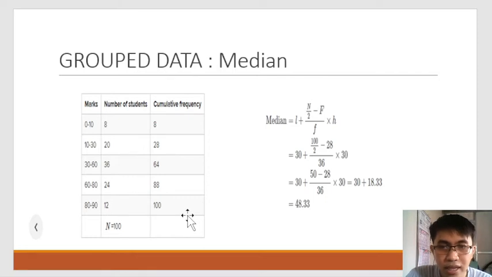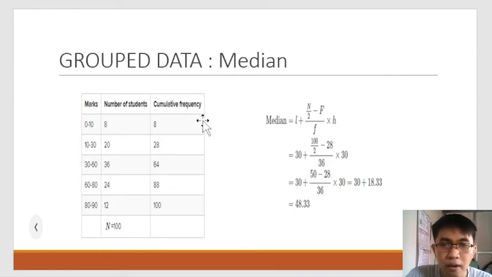So, how do we get the median class? Okay, the rule po is that yung N po natin, the capital N, yung 100, kapag median, ay dinidivide lang naman po natin yan ng 2 para makuha natin yung gitna. So, 100 divided by 2 is 50. So, 50 po yung ating dapat na median. Kaya lang, because of this group data, hindi natin ma-identify kung nasaan po yung value na yon. So, paano po ang gagawin natin?